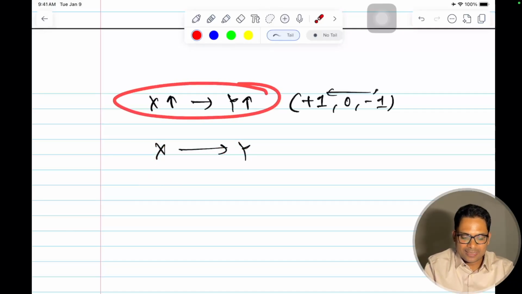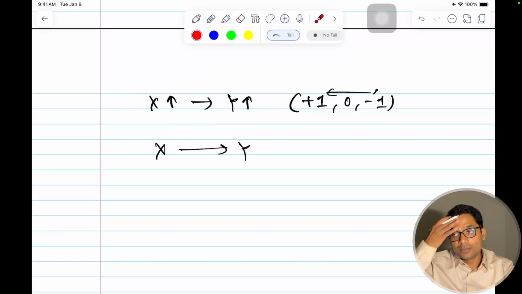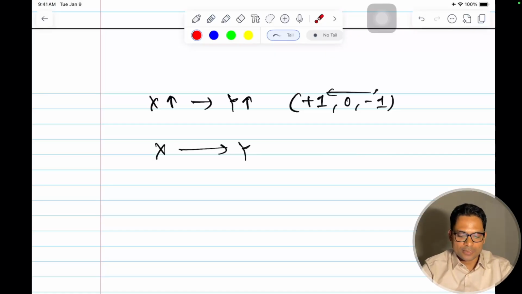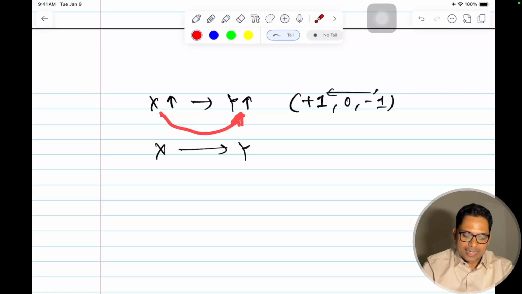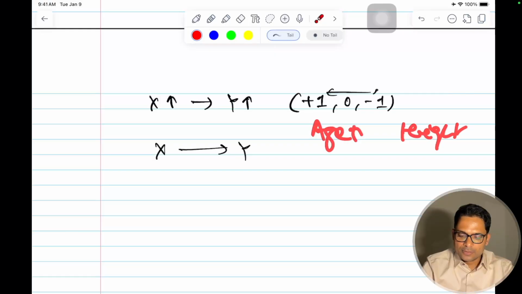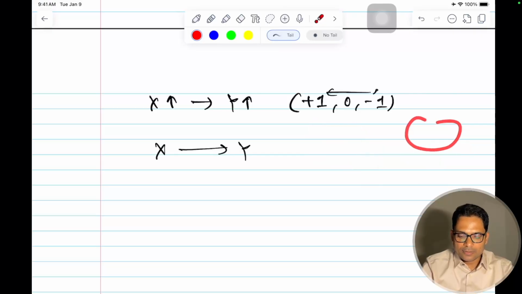Correlation means it may not be directly causing this. There might be some third variable, or some unobserved factor which we don't know, that is causing this. X and Y may move together, but X is not causing Y. For example, if age is increasing, height is increasing. There will be other factors also. This is highly correlated, but an increase in age directly won't change the height.